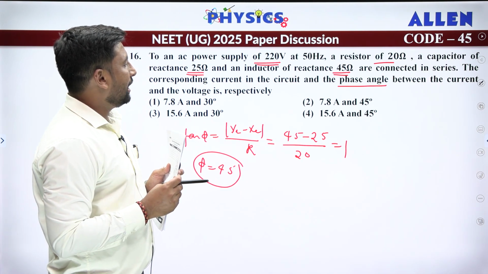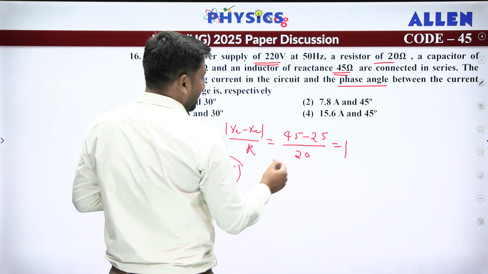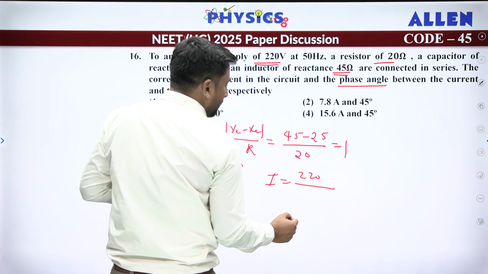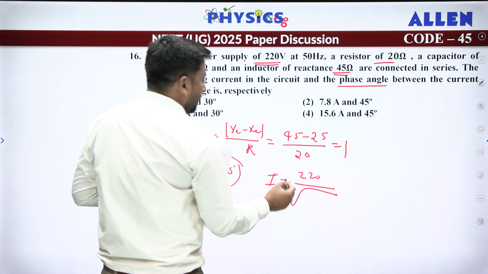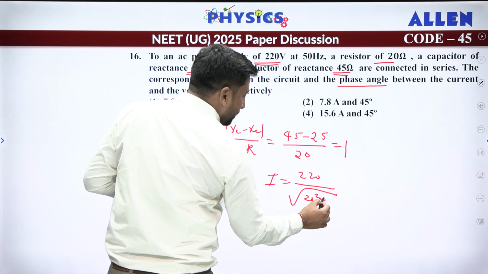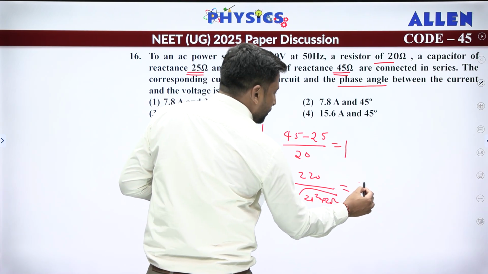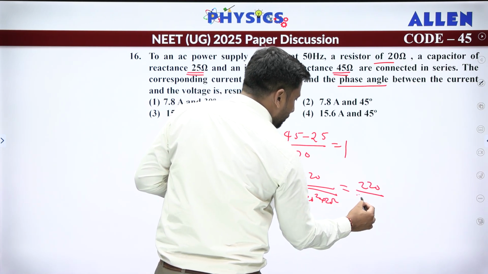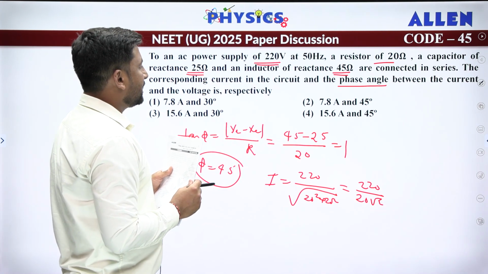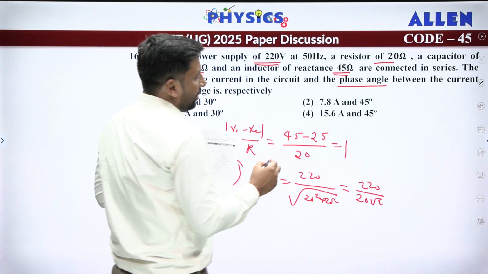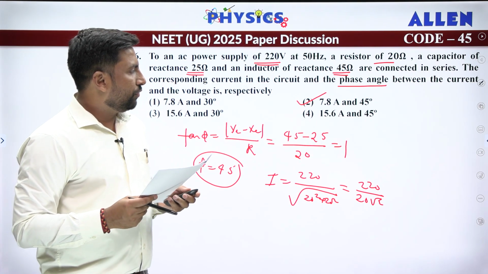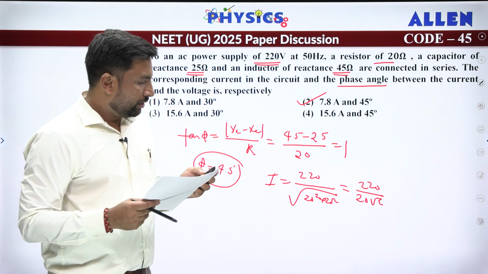Now we have to find the RMS current. So we can get I as 220 divided by the square root of R square plus mod of XL minus XC whole square. So we can get 20 whole square plus 20 whole square. So that becomes 220 divided by 20 root 2. So if you solve this, you will get 7.8 ampere. So the option which is matching is the second one, 7.8 ampere, and the phase angle as 45 degree.